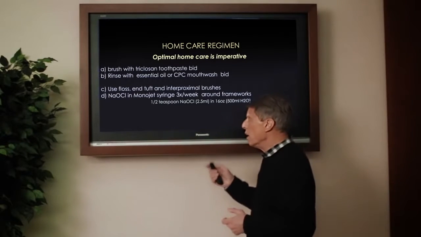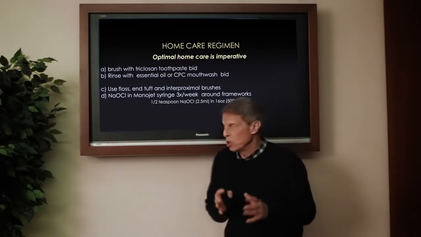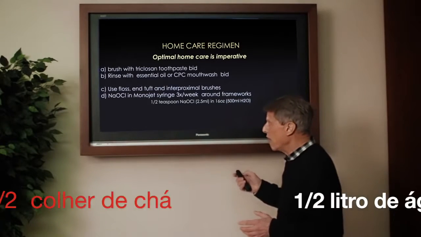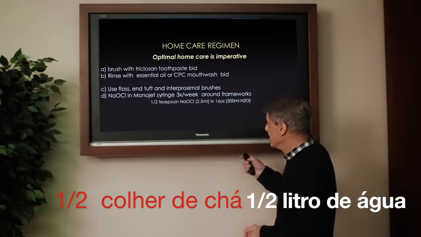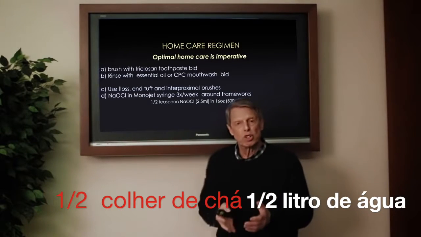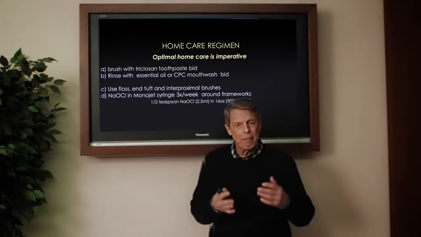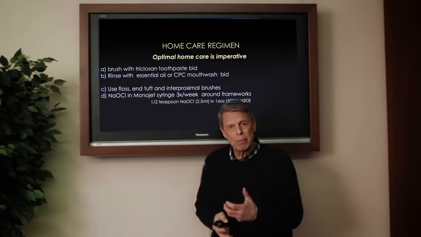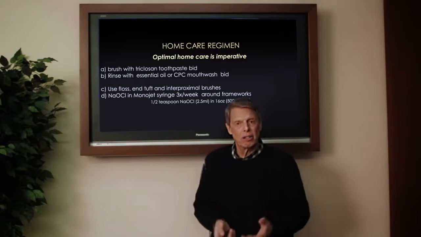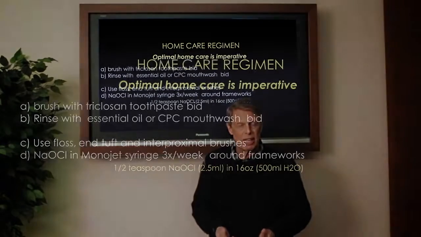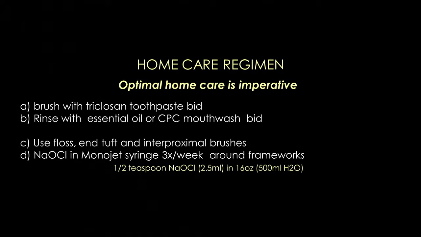And the concentration you're going to tell them to use is 1/2 teaspoon of sodium hypochlorite, which is 2.5 milliliters, just a half a teaspoon, and you're going to tell them to put it into 16 ounces, or 500 milliliters, of water and make that type of solution, and then use the monojet syringe to irrigate as best they can under the frameworks of the implants. And that's what we tell our patients to do in order to treat the mucositis.